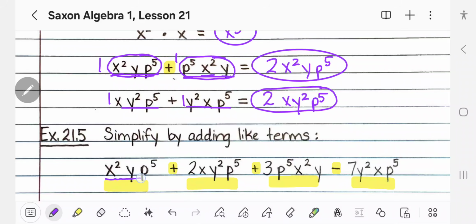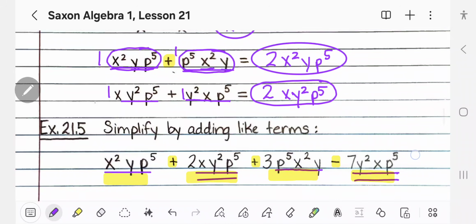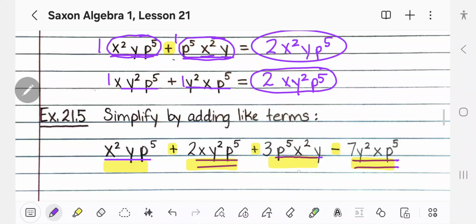I have an x squared y p to the 5th, and I have an x squared y p to the 5th. This is an xy squared p to the 5th. So that's different. It's not an x squared, right? The y is squared. So I have an xy squared p to the 5th. And then here I have an xy squared p to the 5th. So I can combine those. So let's combine the first and the third term. Here I have one of them, and here I have three of them. So I've got a total of 4 of them.